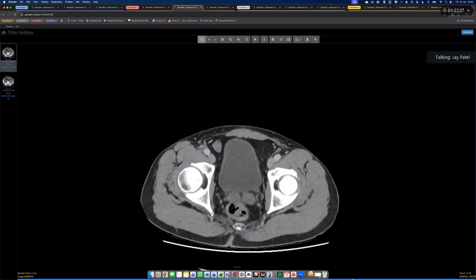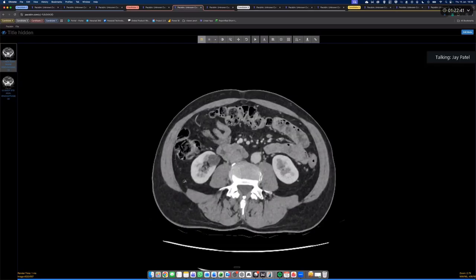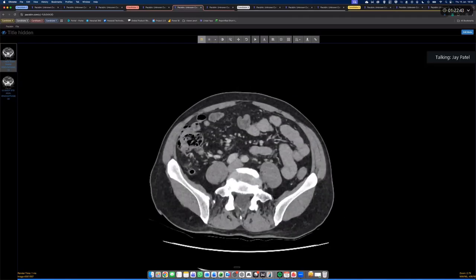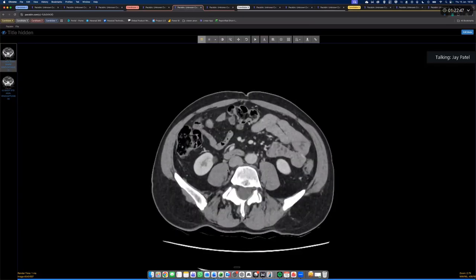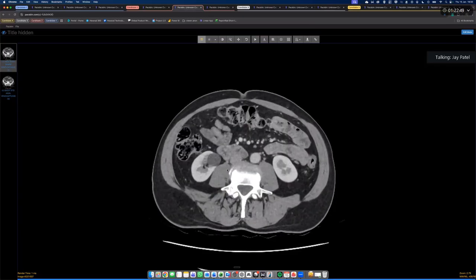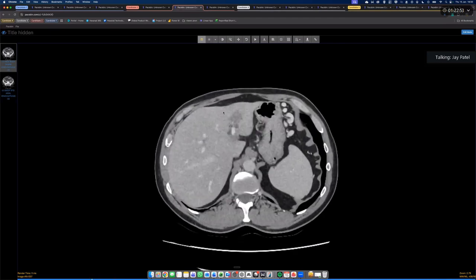Coming back up, let's talk about the liver. There's another big chunk of disease down here somewhere. Here we are, in front of that loop of bowel. Coming up, looking at the liver. So you were right to describe this abnormality within the left lobe.